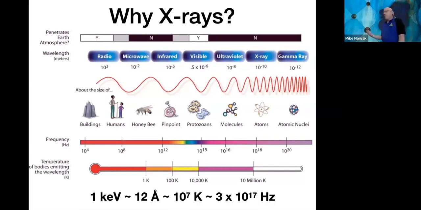You're going to hear me in this talk use a lot of things interchangeably, and I apologize for that ahead of time. For X-rays, the typical wavelength I'm going to be talking about is about 1 angstrom to 12 angstroms. That's the regime I'm going to be thinking about.